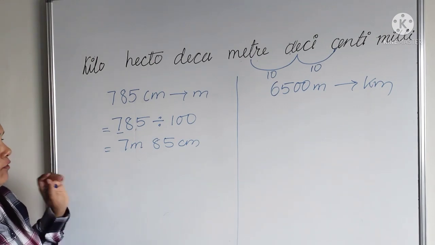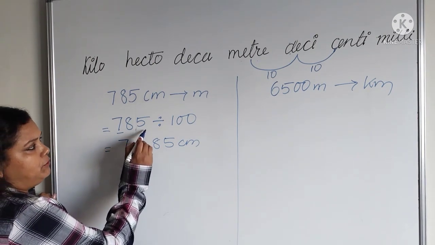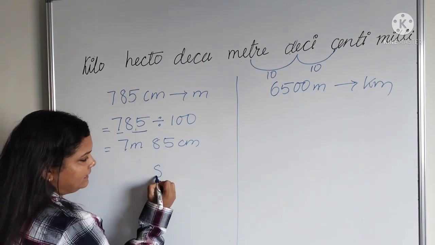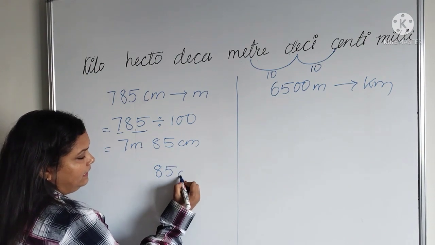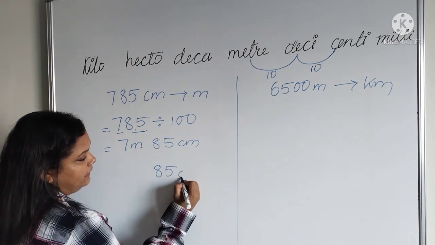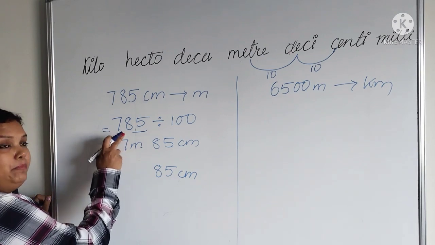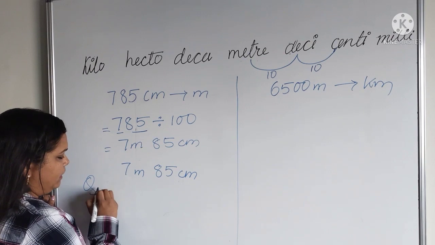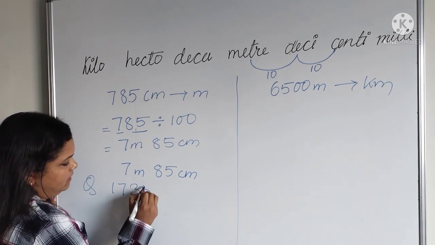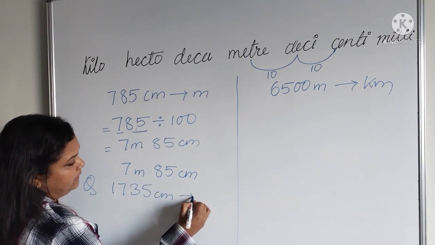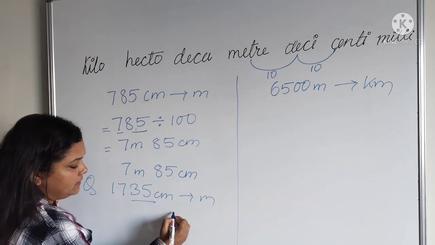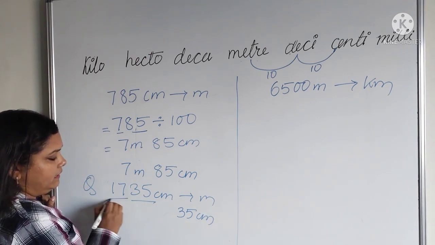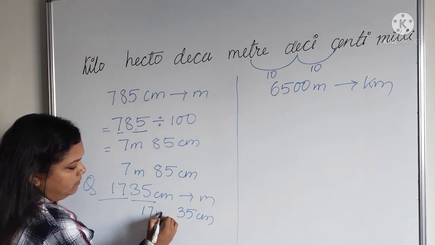And there is a trick. What we can do is we just have to write the last 2 digits from the right side as it is and write centimeter here and the remaining digit as meter. Now you can take one more example, 1735 centimeter to meter. So last 2 digit 35 as centimeter and the remaining digit will be meter.